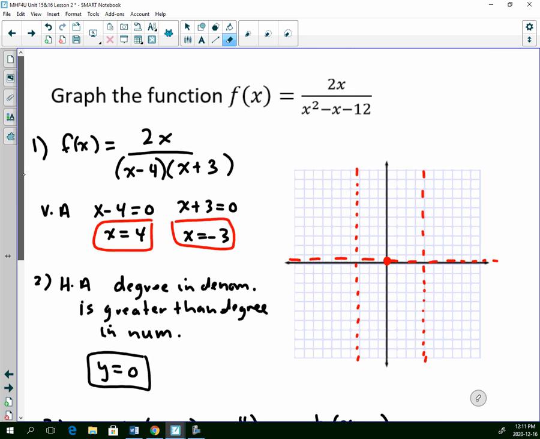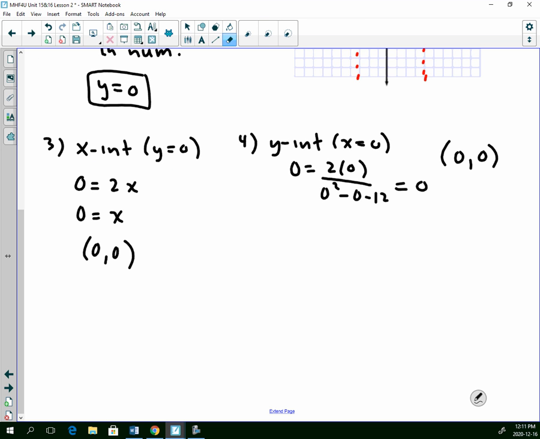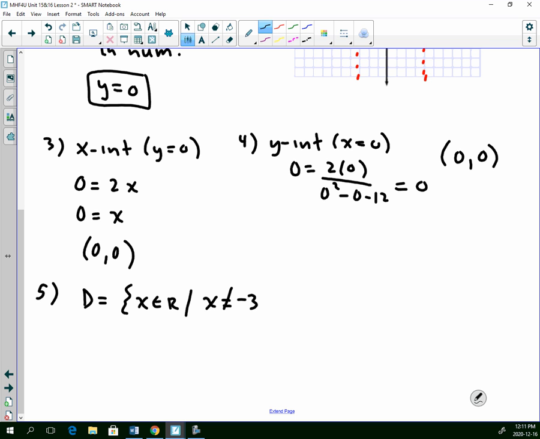Okay, the next thing, I'm just going to state the domain and range since I've already determined my vertical and horizontal asymptotes. So I could now state my domain and range. So my domain is any number but not at those asymptotes, so not at -3 and 4. And my range is any number but not at 0.